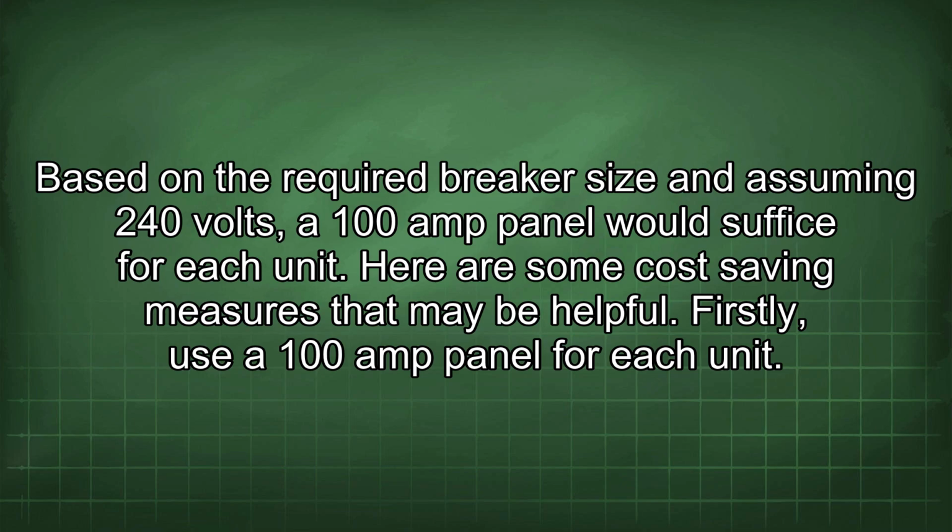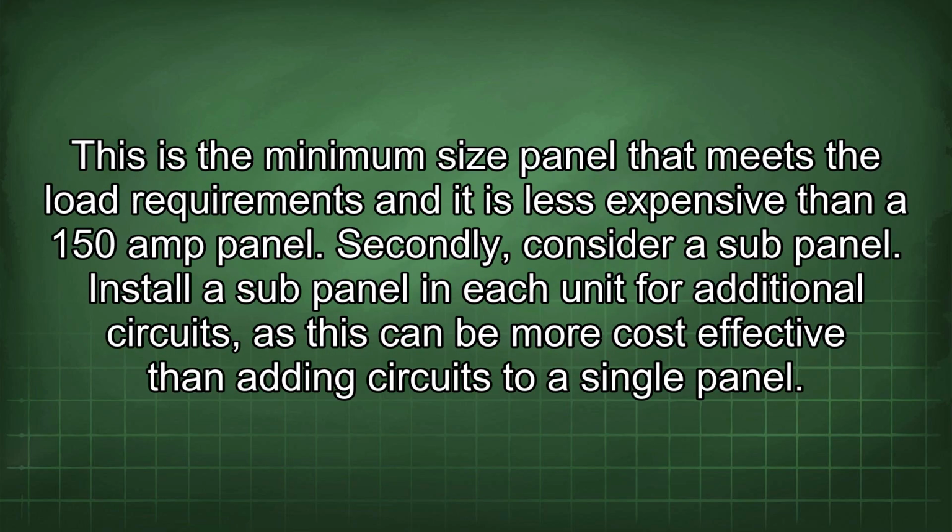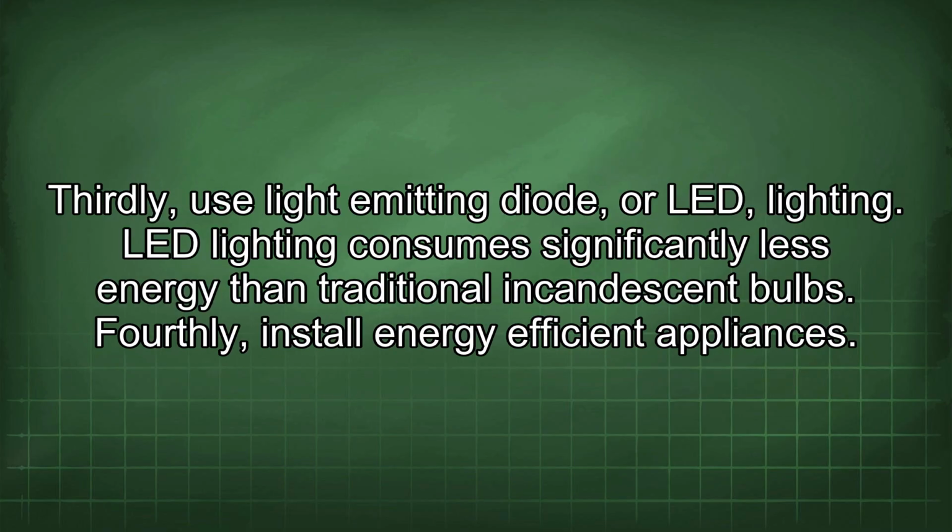Here are some cost-saving measures that may be helpful. Firstly, use a 100 amp panel for each unit. This is the minimum size panel that meets the load requirements, and it is less expensive than a 150 amp panel. Secondly, consider a sub-panel. Install a sub-panel in each unit for additional circuits, as this can be more cost-effective than adding circuits to a single panel.